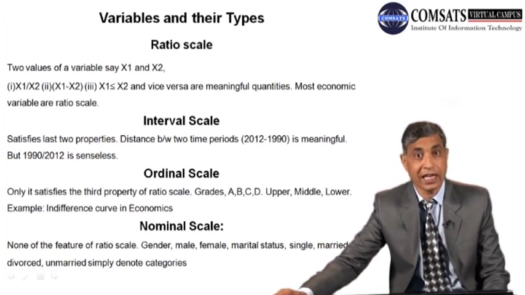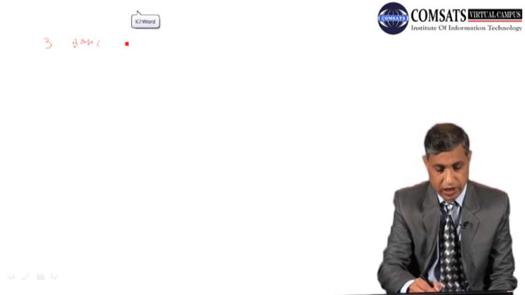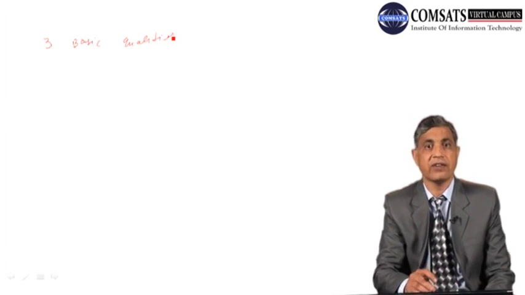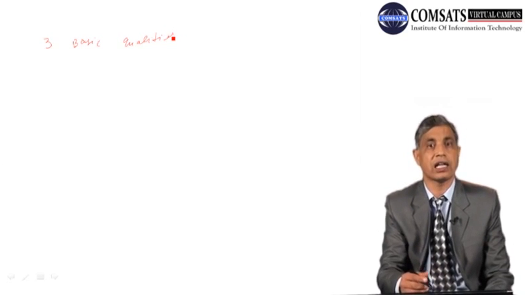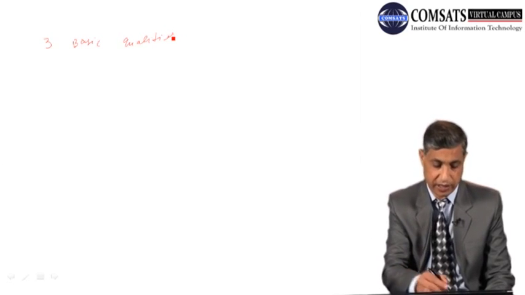So I am going to the blank sheet, and I will be explaining the ratio scale variable. So what is the ratio scale variable? Any variable that fulfills 3 basic qualities. What this means is, any variable that fulfills these 3 conditions, we will call that variable a ratio scale variable.